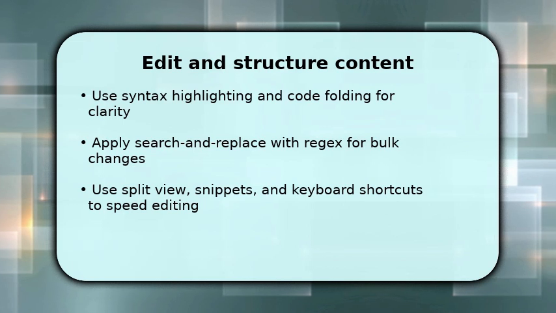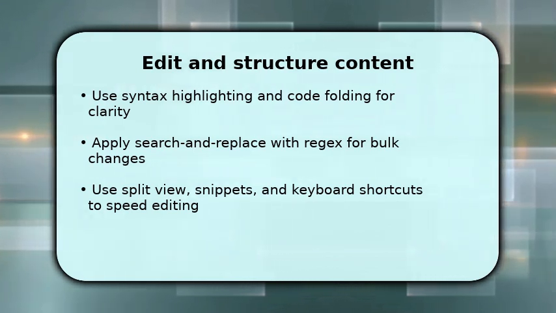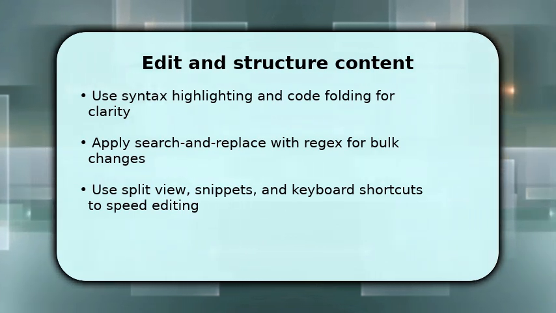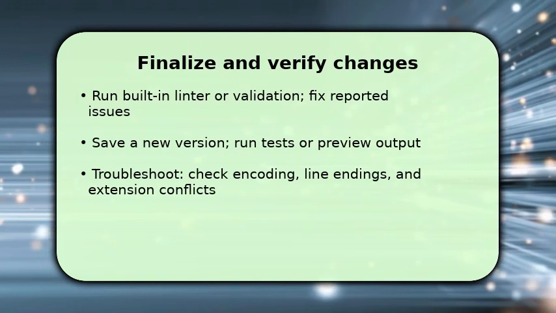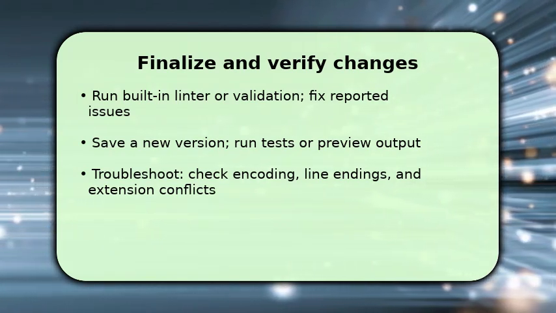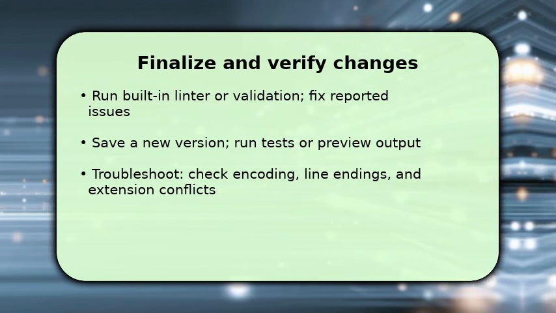Make liberal use of keyboard shortcuts to keep flow. This reduces context switching and maintains momentum through complex restructuring. Finish by running Tedit's linter or validation tools so errors are caught before saving. Save a new version rather than overriding the original, then run tests or preview the result to confirm behavior.